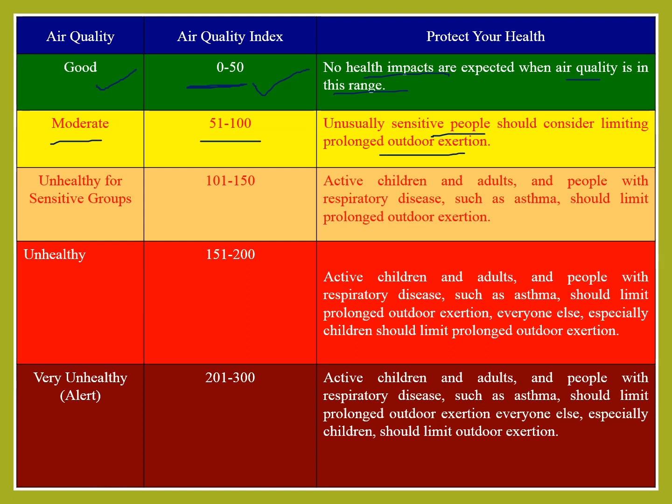Unhealthy for sensitive groups, that is air quality in the range of 101 to 150. So children, adults and people with respiratory disease, they should take care. Those who have asthma, they have to limit themselves to outdoor exertion. Then unhealthy air quality, that is considered from 151 to 200. So children, adults and all the sensitive people, they should keep themselves away from outdoor exertion. And the very unhealthy condition is observed when the air quality index is in the range of 201 to 300. So this is the severe condition, and that will affect many people.